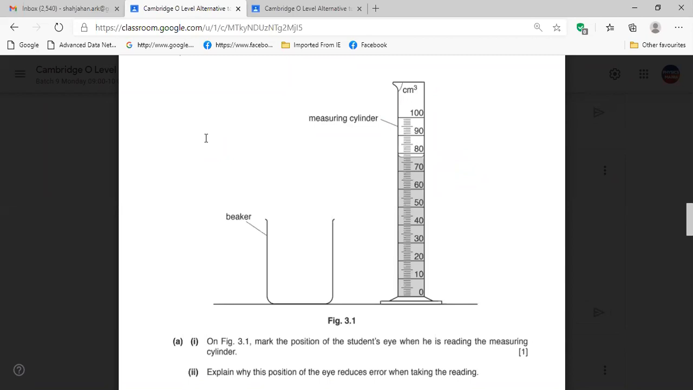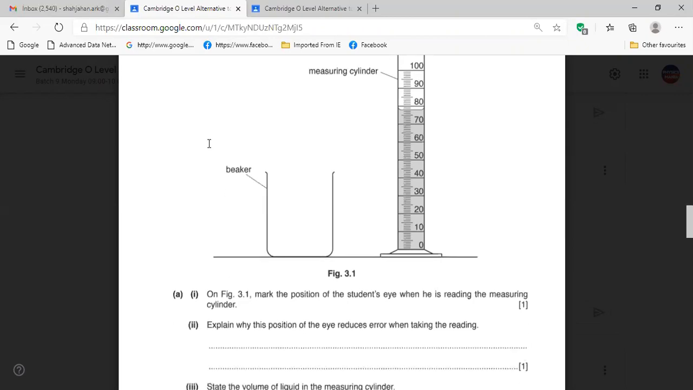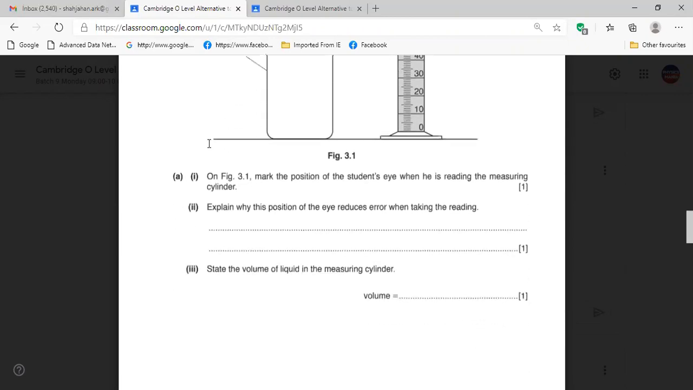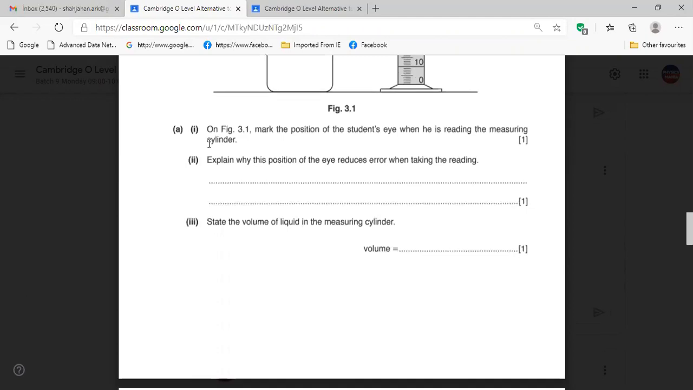On figure 3.1, mark the position of the student's eye when he is reading the measuring cylinder. If you have already drawn it, then fine. If you did not do it, now do it. Draw it on your worksheet also.